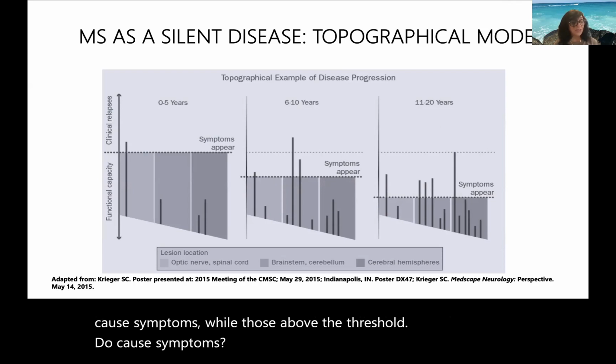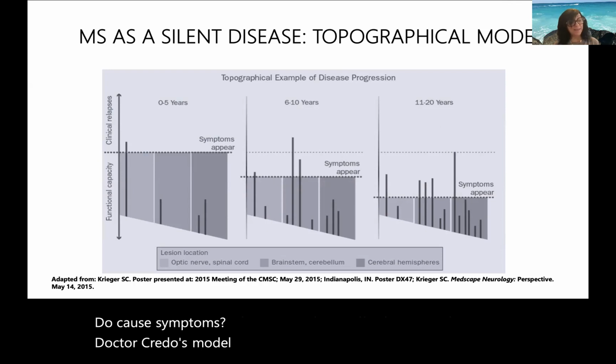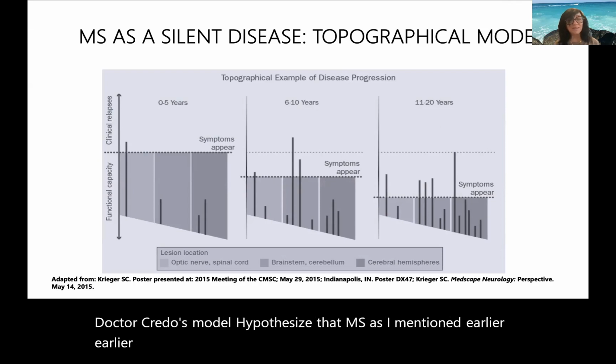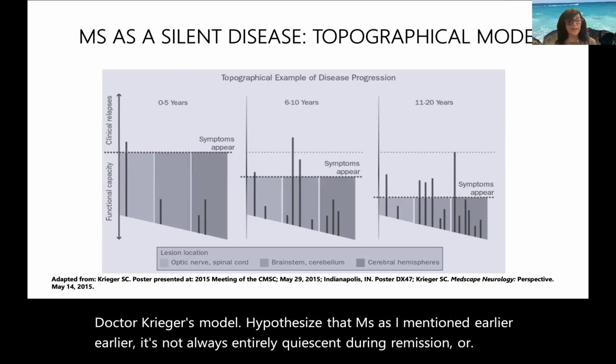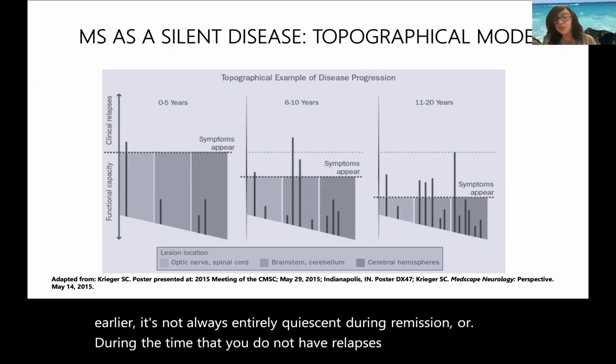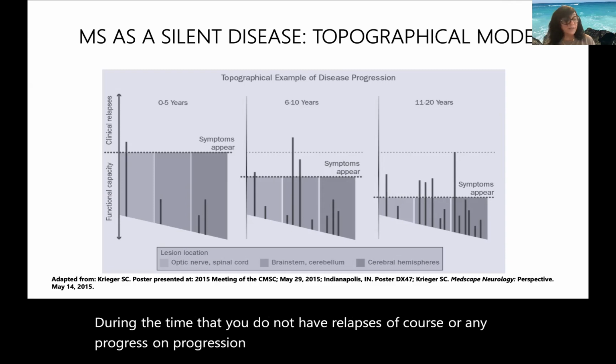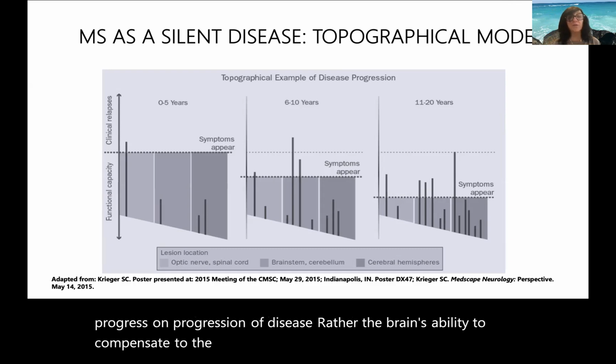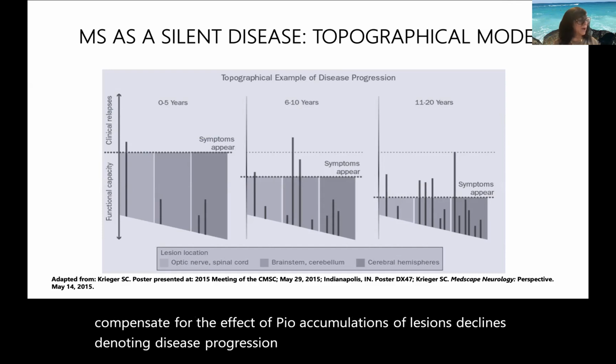Dr. Krieger's model hypothesized that MS, as I mentioned earlier, is not always entirely quiescent during remission, or during the time that you do not have relapses, of course, or any progression of disease. Rather, the brain's ability to compensate for the effect of prior accumulations of lesions declines, denoting disease progression. So again, reserves definitely go down throughout the years.